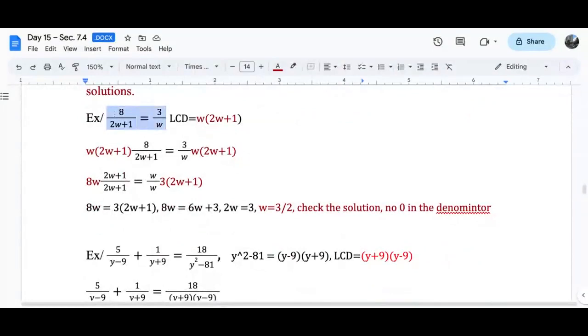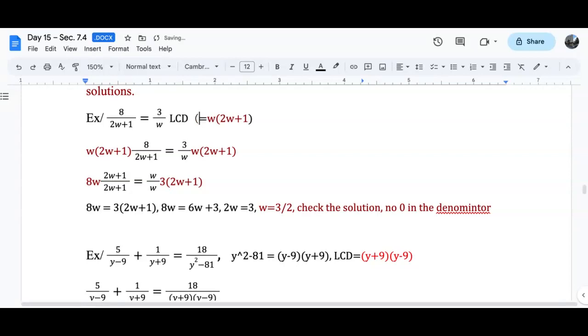Well, let's see this kind. This is different from before, right? Before we had 2 terms on the left. Now we only have 1 term on the left. So again, we need to figure out the LCD. The LCD of W and 2W plus 1.